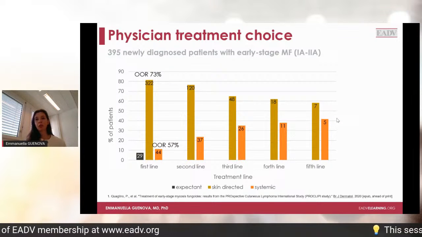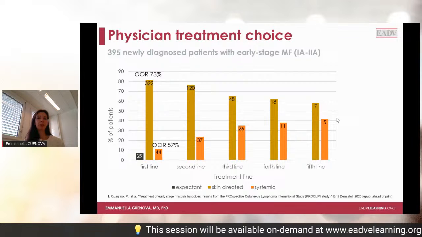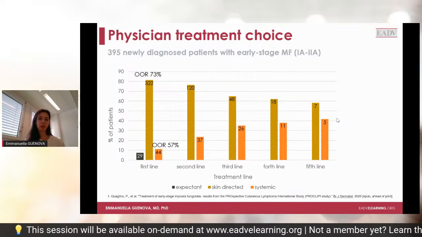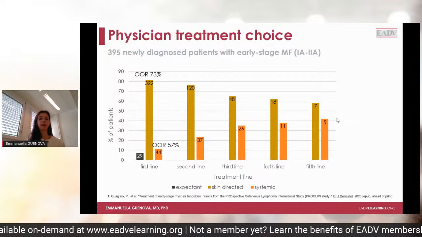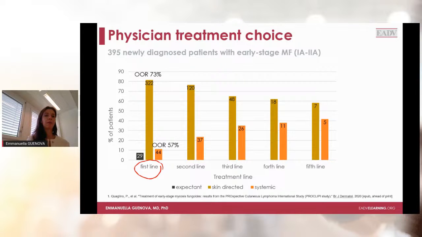In a very large, prospectively collected patient data set, the physicians' treatment choice was analyzed in 395 newly diagnosed patients with early stage MF 1A, 2A. And interestingly, the first-line treatment chosen by the physician, by you basically, was skin-directed therapies in 80% of all patients. And out of those 80% on skin-directed therapies, the overall response rate was actually 73%, as documented in this large prospectively collected patient data set. And for systemic therapy as a first-line treatment, the overall response rate was significantly lower, with 57%.